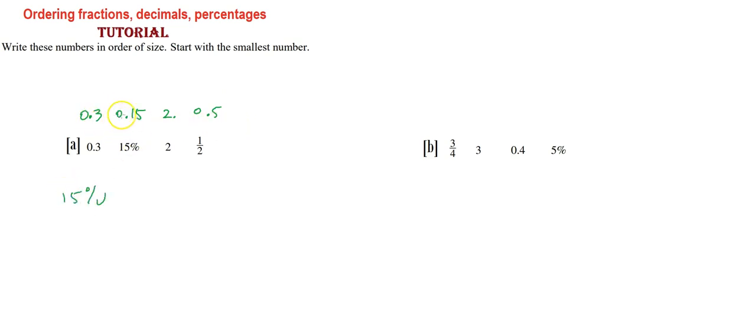Okay, don't write 0.15 because these are the numbers here that we're supposed to order. So 15%, actually that doesn't look very neat. So 15%, that's first. Next would be 0.3. Next would be a half, 0.5, right? And the biggest number by miles is 2.